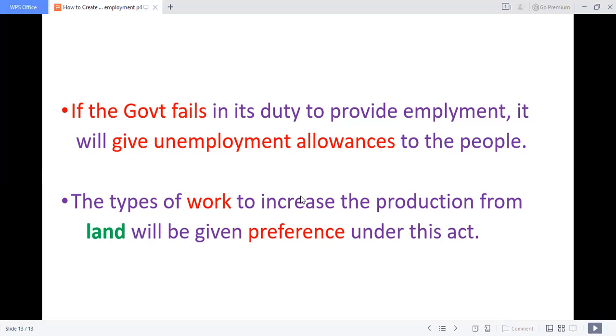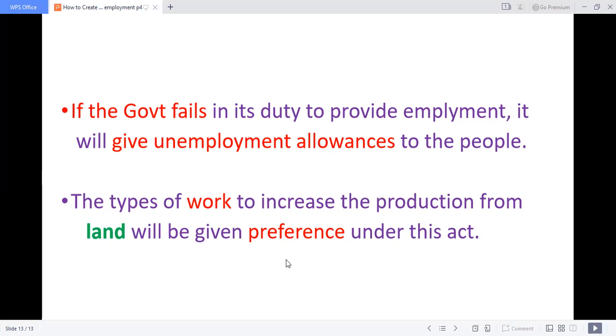Well, this type of work is to increase the production from land. Someone may ask: already you told us, ma'am, there is no work at the village, no work in the agriculture sector. Again you are telling that in rural areas this MNREGA is being implemented. Then what work? They are already sitting without work. No. What work can they do? They can develop the production from the land. Work that increases production from land will be given preference under this act.